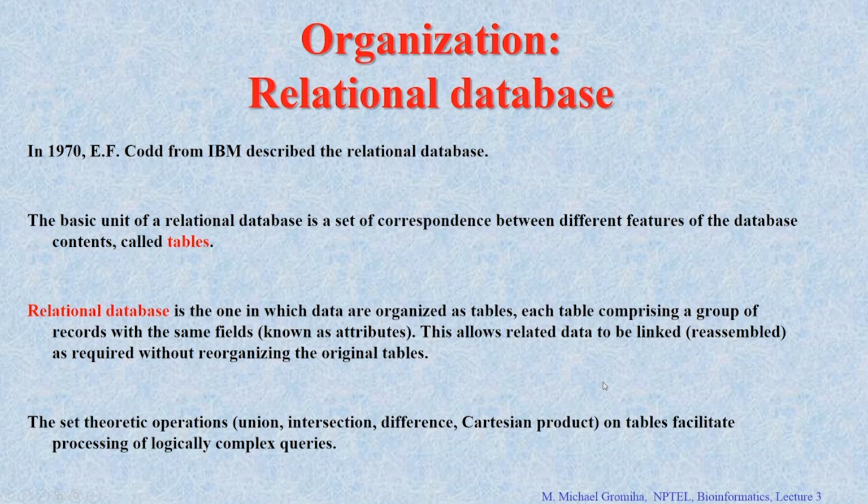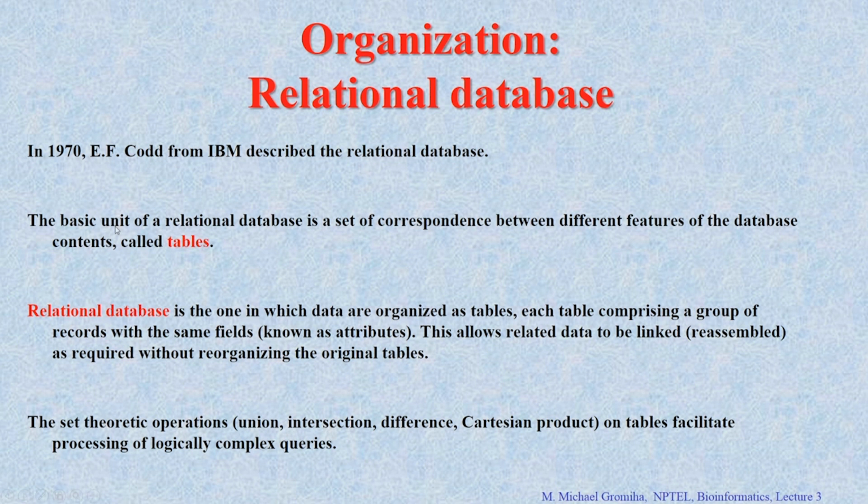Fine. So now, how to develop a database? There are various ways to develop a database. In 1970, E. F. Codd from IBM described the relational database. So, what is a relational database? It is a database which gives a correspondence between different features in the database.